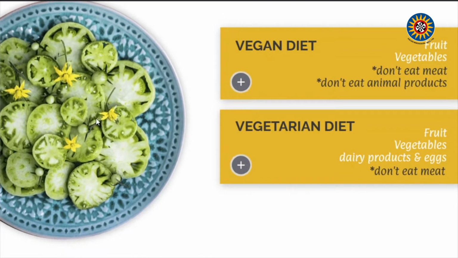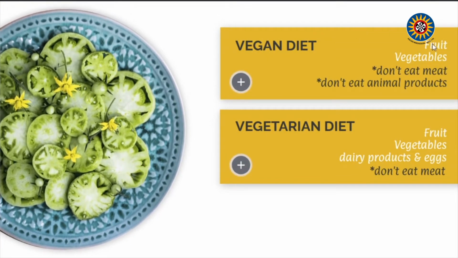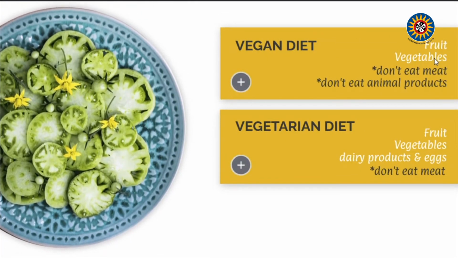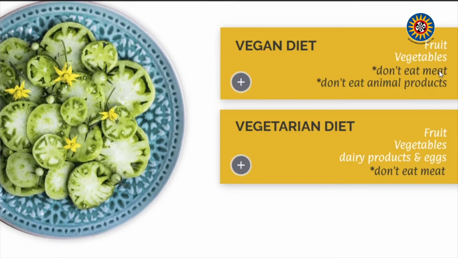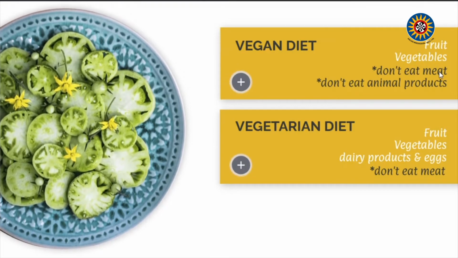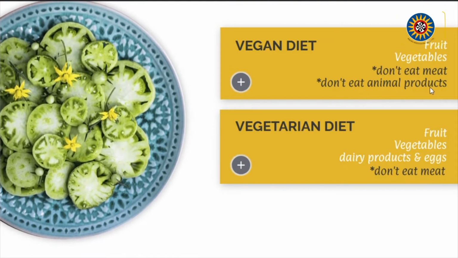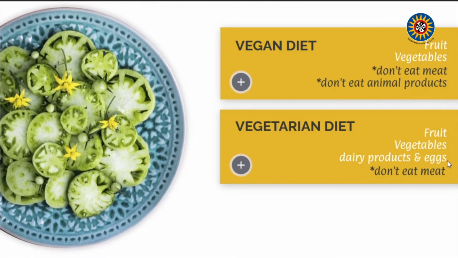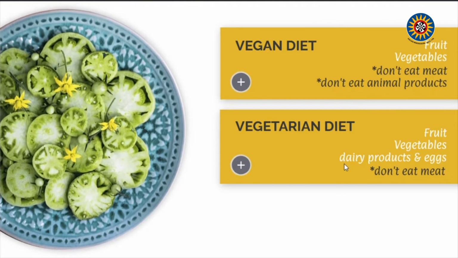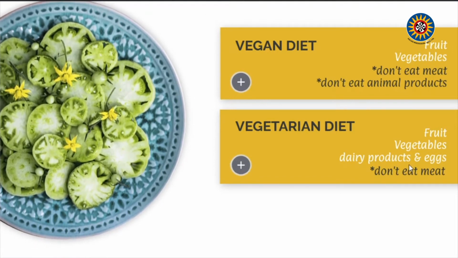Vegetarians and vegans have similarities. They eat fruit, vegetables, and don't eat meat. However, they have a big difference in the fact that vegans don't eat animal products but vegetarians do. They eat milk, cheese, and eggs.